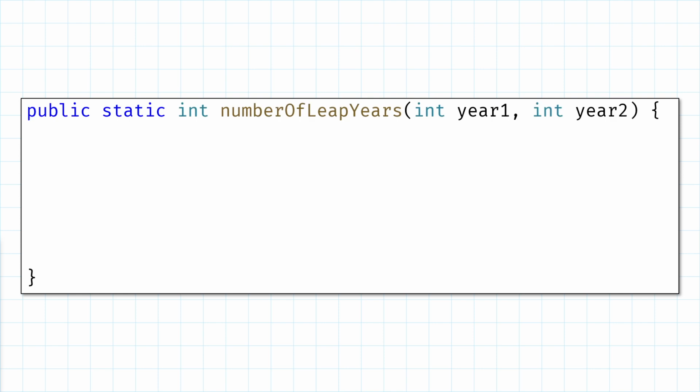So let's take a look at Part A. What it's asking you to do is calculate the number of leap years between year1 and year2 inclusive. So if either year1 or year2 is a leap year, it should be counted by your code.